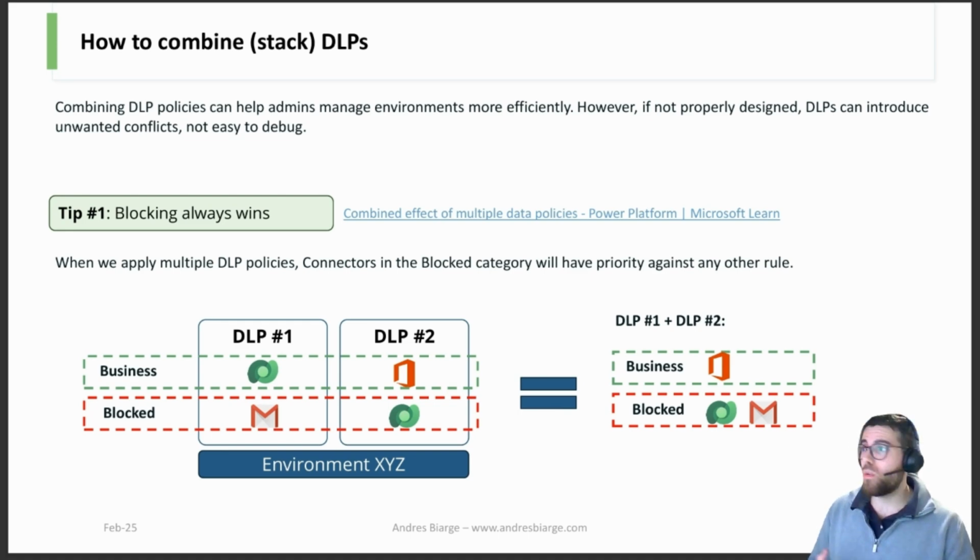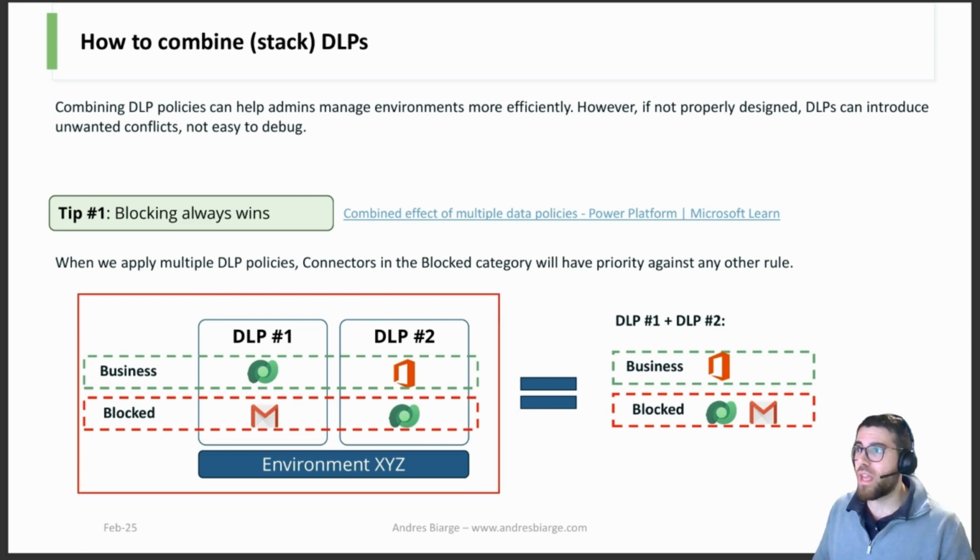To understand how that works, the first rule of gold, let's say, is blocking always wins. Let's take a look at this example over here. We have an environment, environment XYZ, and we have two DLPs, DLP1 and DLP2, that apply to this environment. Now, in the business, I didn't bother to put the non-business. In the business, we have Dataverse in here, and in the second DLP, Office 365 Users. And in the blocked, Gmail, Google Mail, and Dataverse for DLP2.